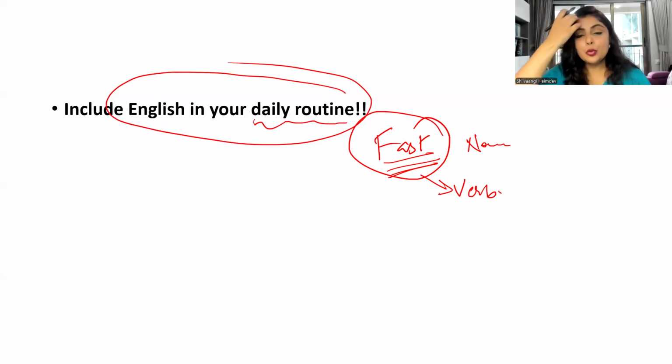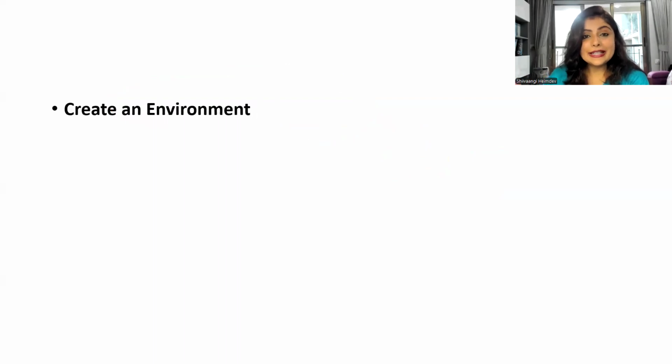So, hence, I told you once you are familiar with applied aspects of grammar, the next thing is to include that part in your daily routine, in your WhatsApp chats, in your emails, in your colloquials. Colloquials is basically your oral conversations with your friends, with your colleagues, etc. Once you start including English in your daily routine, that's where you will be able to create an environment for yourself in English.